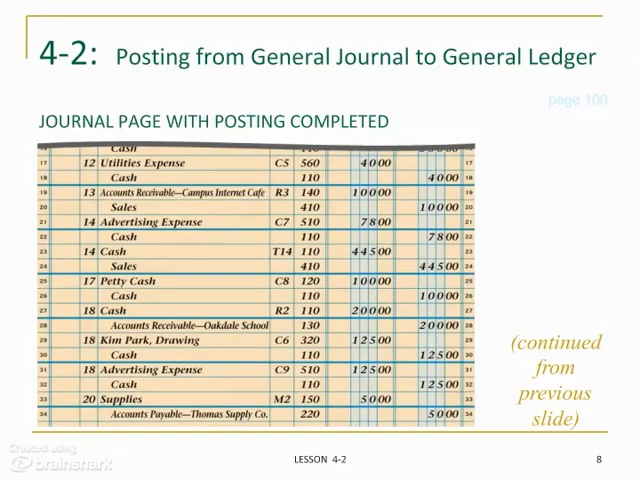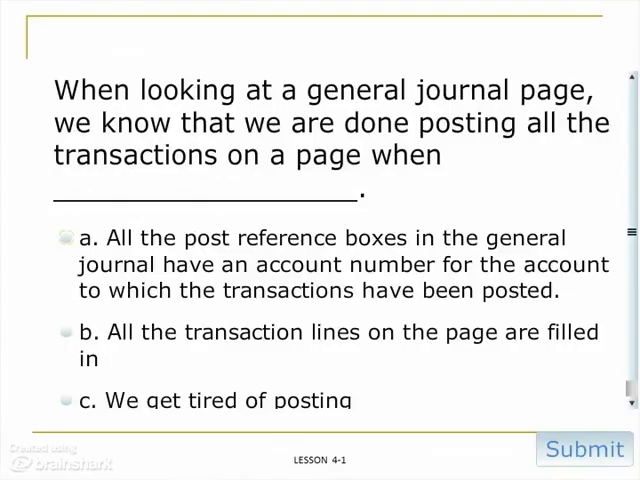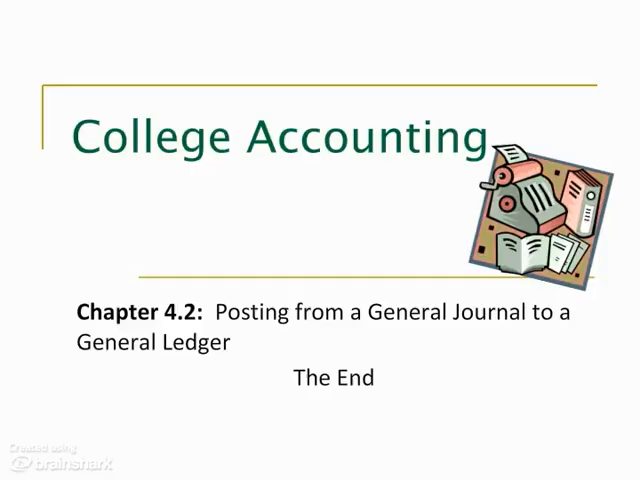This is just a continuation of the previous page. And as you see, all the post-references are completed for this page. This concludes Section 4.2, posting from a general journal to the general ledger.